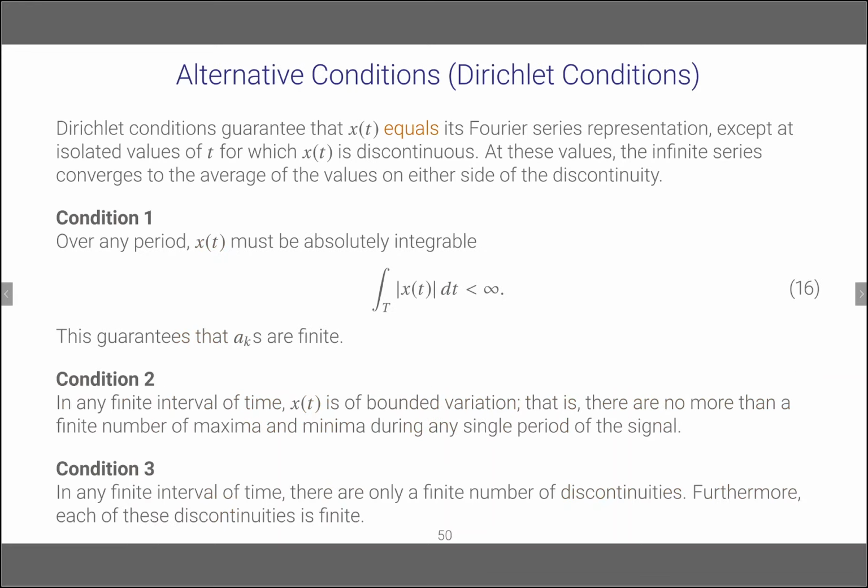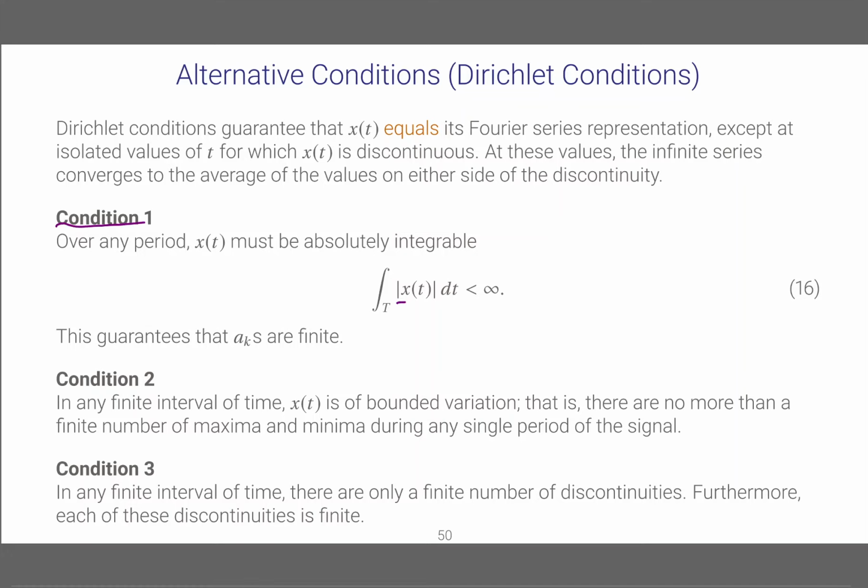So then you have the Dirichlet conditions. The Dirichlet conditions guarantee that x(t) equals its Fourier series representation except at isolated values of t, for which x(t) is discontinuous. At these values, the infinite series converges to the average of the values on either side of the discontinuity. Over any period, x(t) must be absolutely integrable. That's condition number 1. So take the absolute value, and when you integrate it, it must be finite. This guarantees that the a_k are finite.